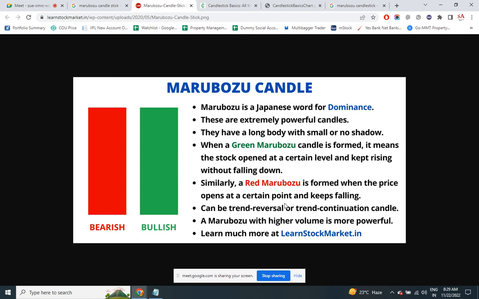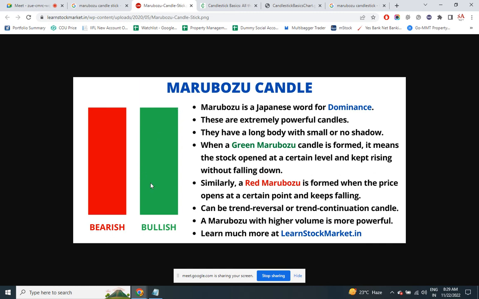This is an amazing, very rare pattern to find, but with an amazing success rate. The stock opened at the lowest point. Let's say Gujarat Container opened at 172 rupees. That itself was the low. During the day, it continuously rose, and it closed at the highest point.